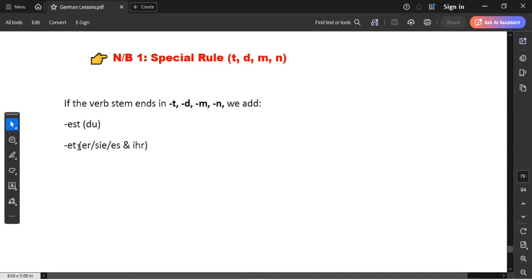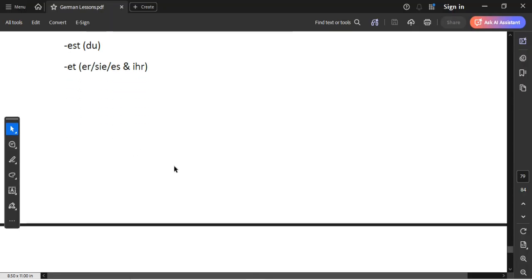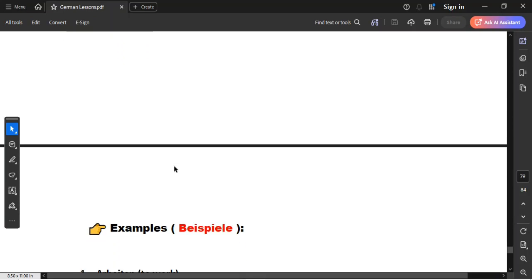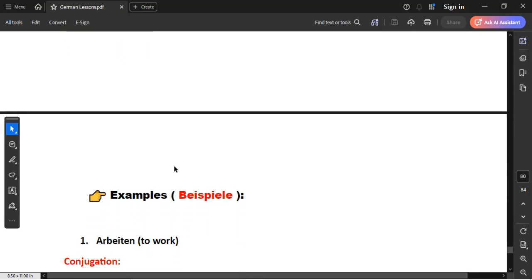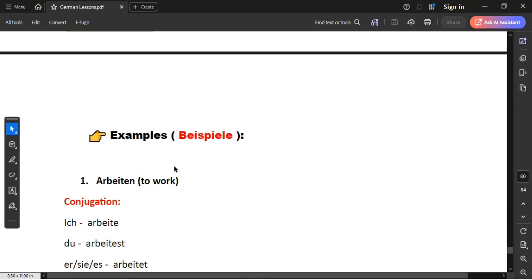Remember, we were just adding t, but now in this case, we are going to add et. So in du, we add est, but when it comes to er, sie, es, we add et. Now, I want us to go ahead and look at some examples of the verbs that end with t, d, m, and n.